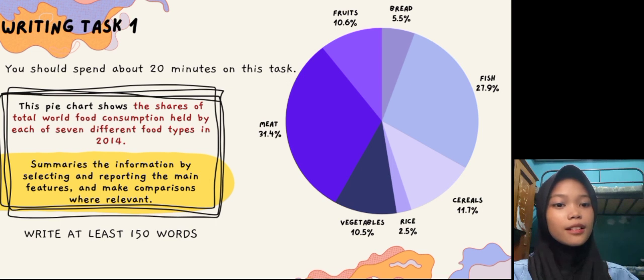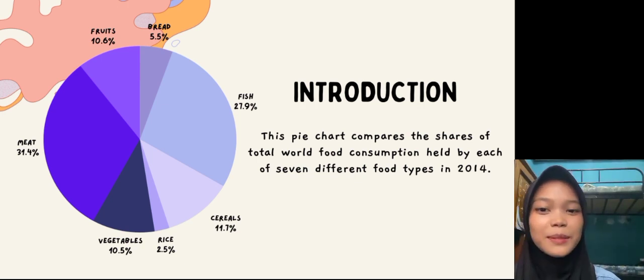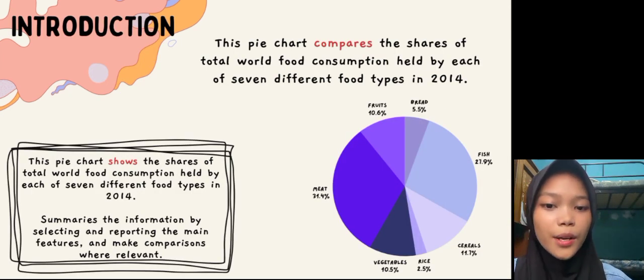In this case, the chart is divided up into the shares of total food consumption held by each of 7 different food types in 2014. Now, let's write a report describing the pie chart. The easiest part of the report is to write the introduction. For this, you simply paraphrase the topic sentence. Here is how I wrote it.